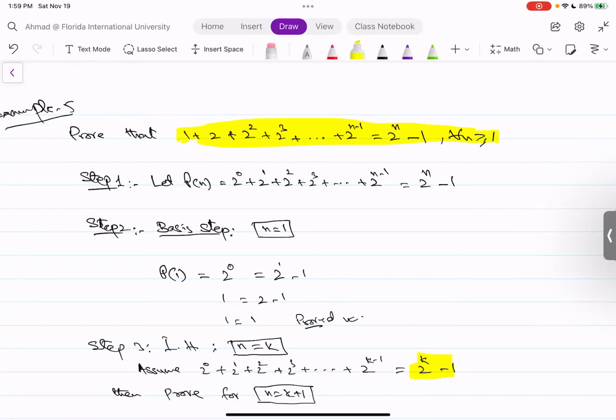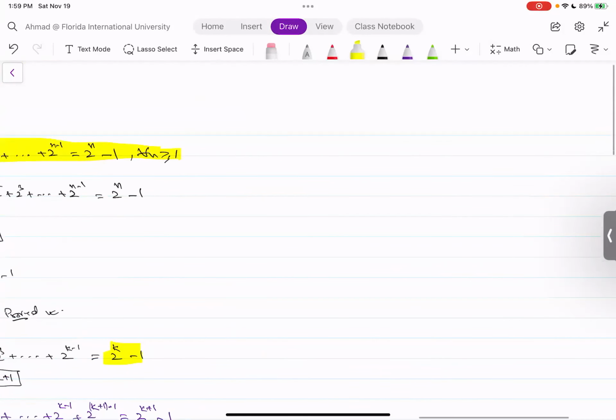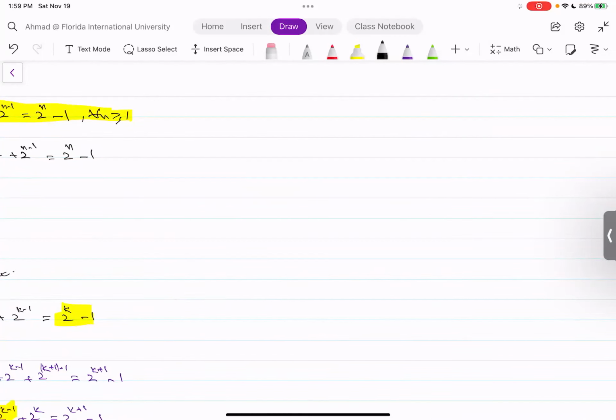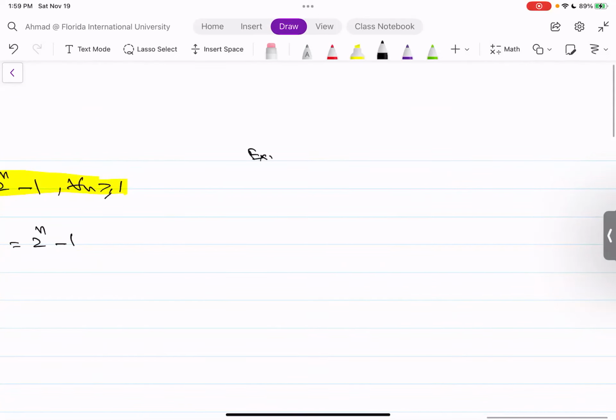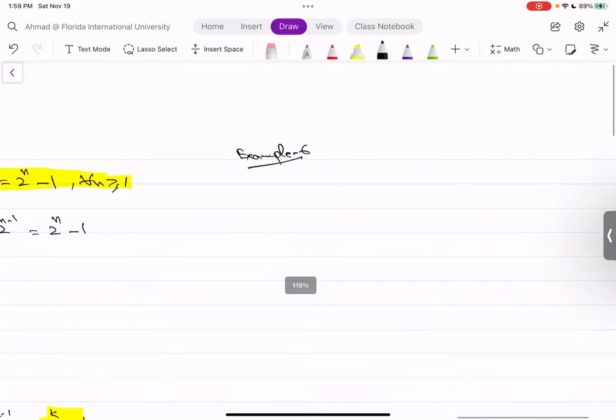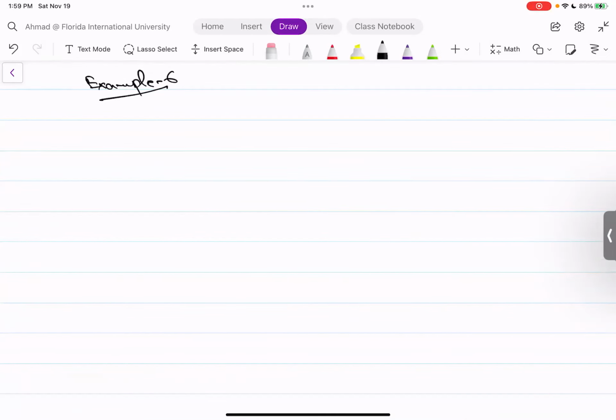So we have seen different examples. One more example before I end this video. Let's see how we can do it. Let me just write it over here. We are going to solve one more example to prove by mathematical induction. So example 6. We have a lot of other examples available here. Let's say it says, prove that, it's actually a similar example.